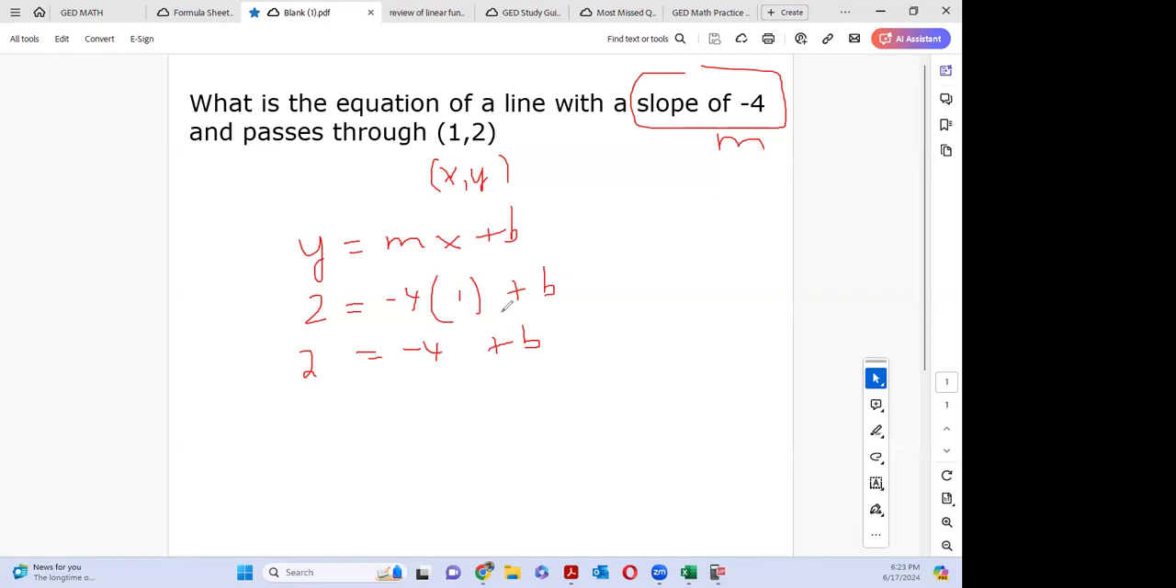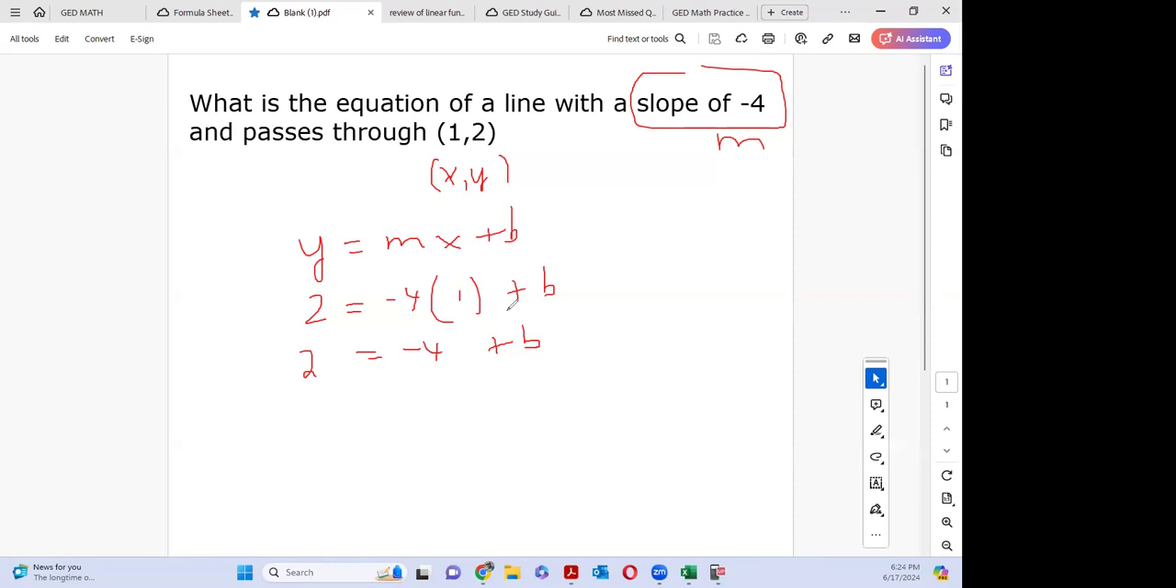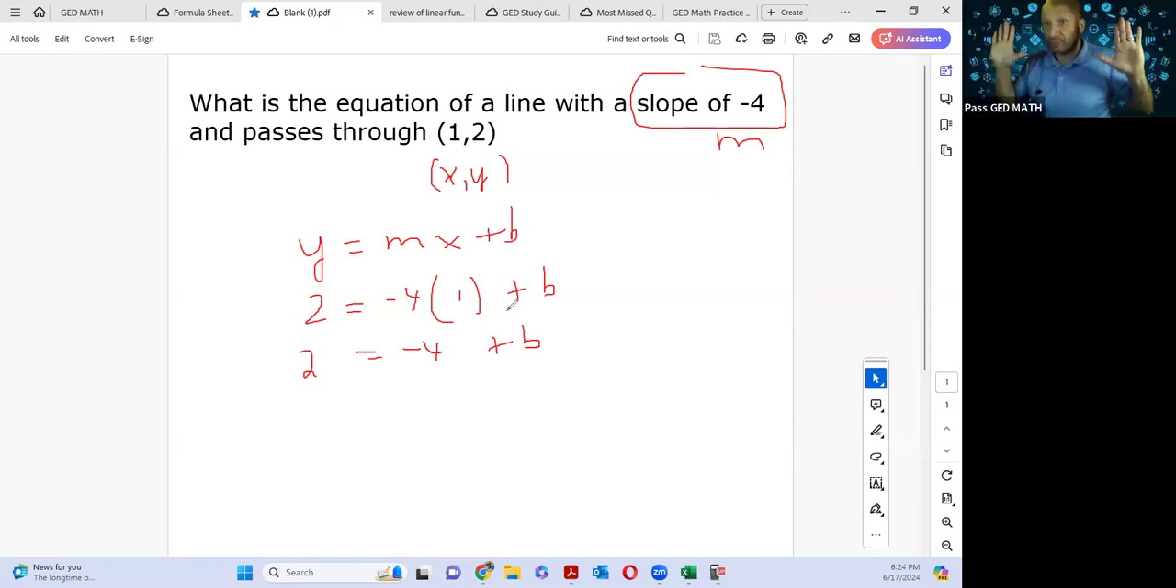There is no 4 there. In order to get b by itself, what do I need to get rid of? Okay, don't say I don't know. When you say I don't know, you cut off oxygen to your brain, and your brain says no final solution.